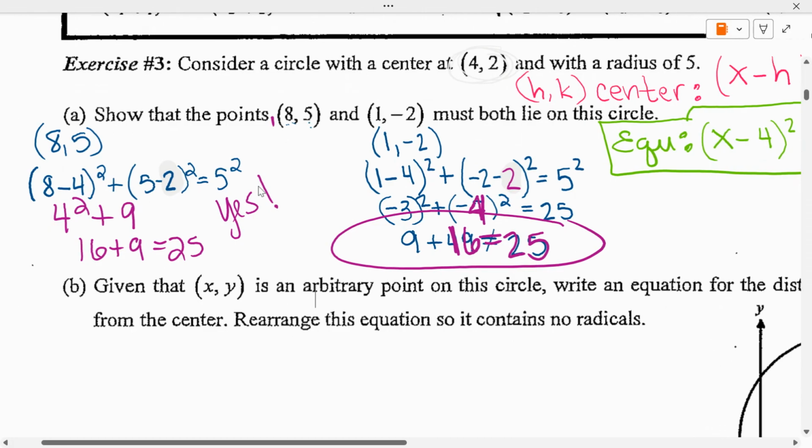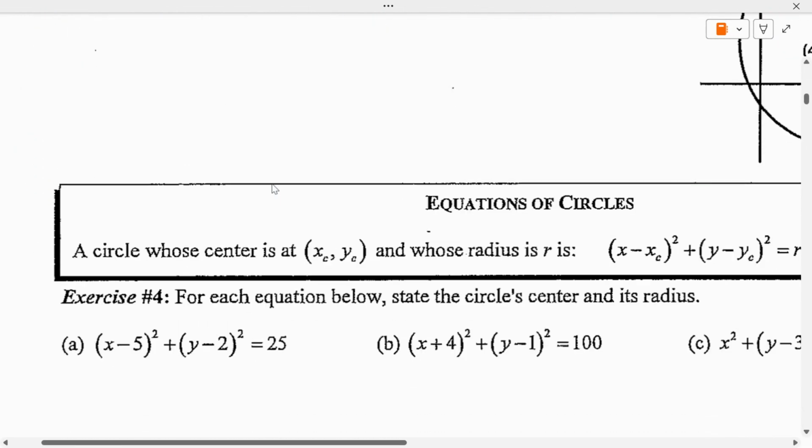Yeah. It says 16 plus 9 is 25 and 9 plus 16 is 25. Sorry that was so messy. Can we skip B and go right onto the center of the circle?